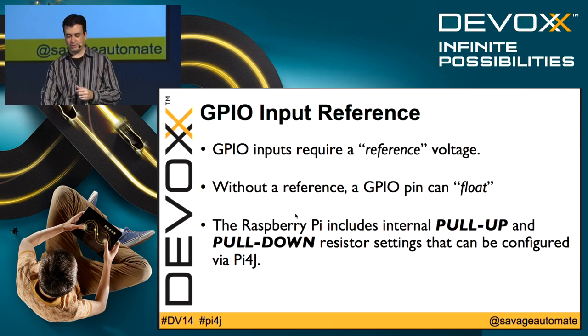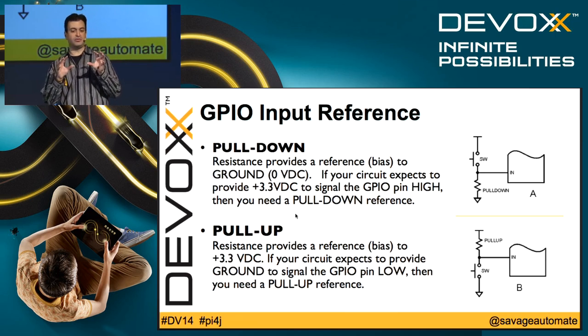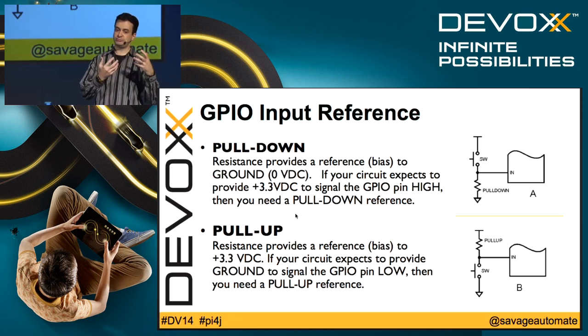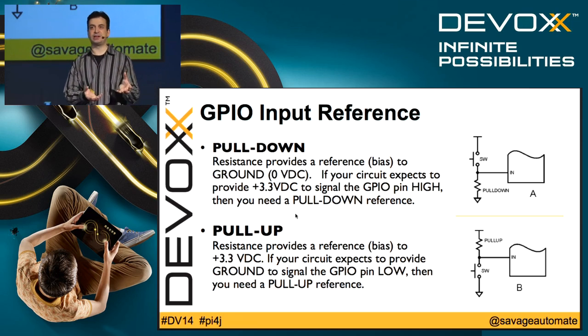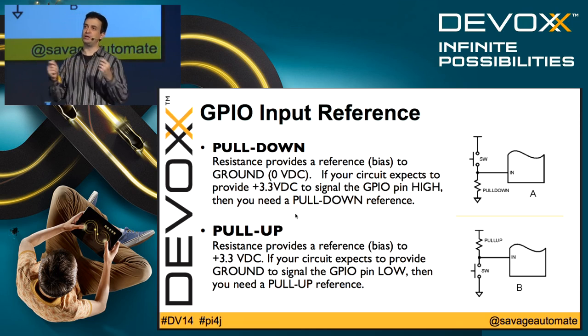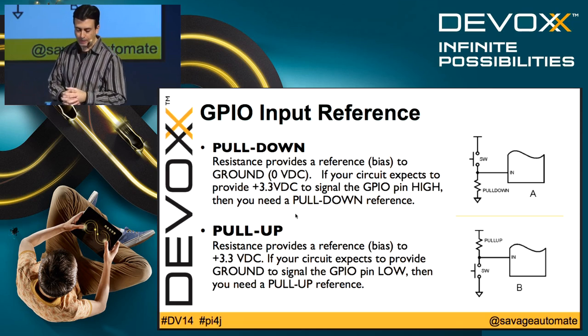Now, fortunately, on the Raspberry Pi platform, they provide us internal pull-up and pull-down resistors. So we don't have to necessarily design that into our circuit. We can just use Pi4J, and when we're provisioning our input pin, we can tell it, do I want this to have a pull-up resistance or pull-down resistance? So when would you use each?